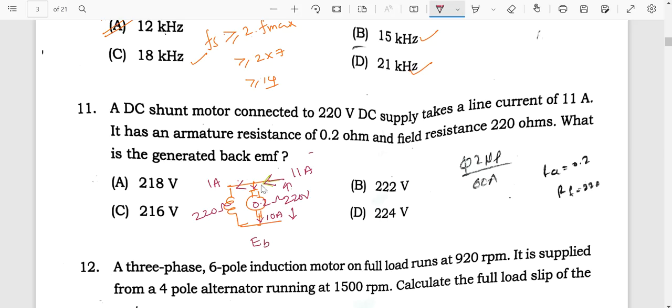Now back EMF. EB in case of a DC motor is nothing but V minus Ia into Ra. So what is the value of V? V is 220 minus the armature current of 10 amperes into the resistance of 0.2.